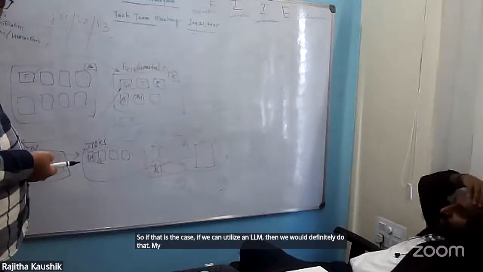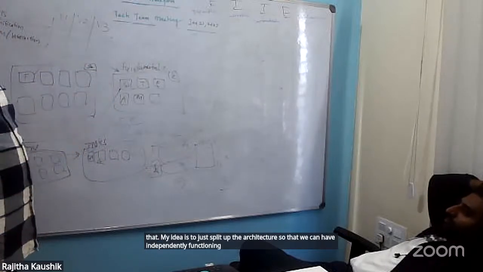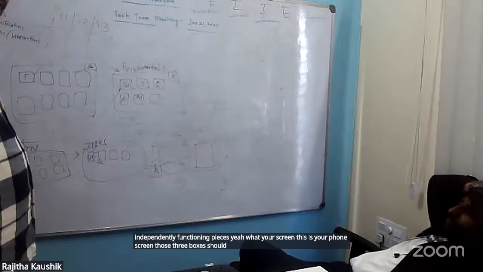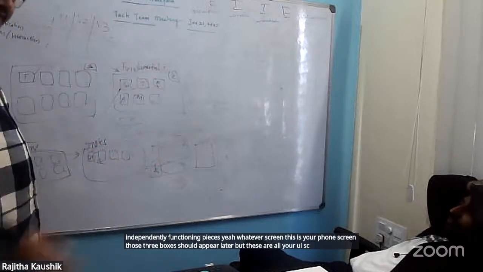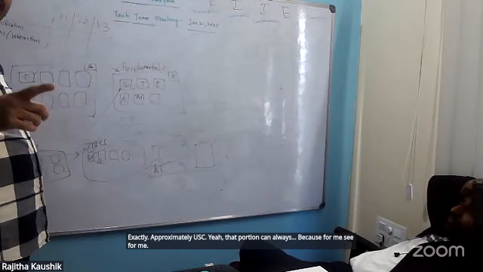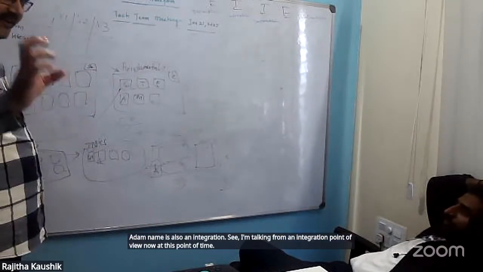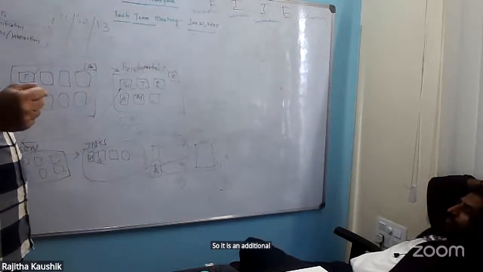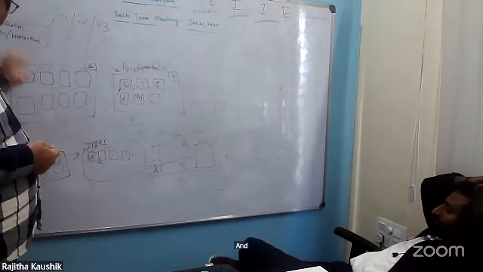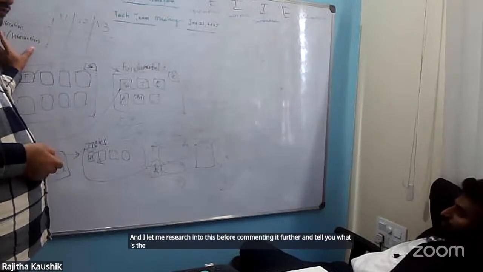My idea is to just split up the architecture so that we can have independently functioning pieces. Whatever screen, this is your file screen, and those 3 boxes will appear later. But these are all your UI screens only. For me, the LLM is also an integration. I am talking from an integration point of view at this point of time. So it's an additional integration in the functionality, which we can provide at any point of time. And let me research into this before commenting further, and tell you what is concrete that we can do as of now.